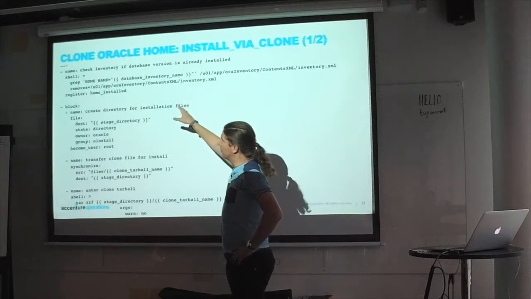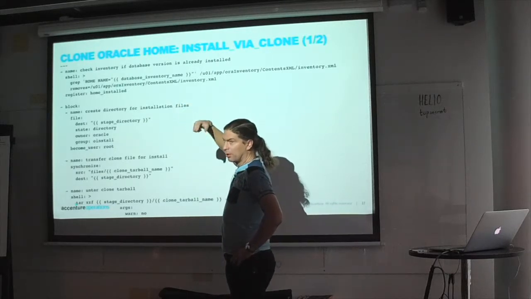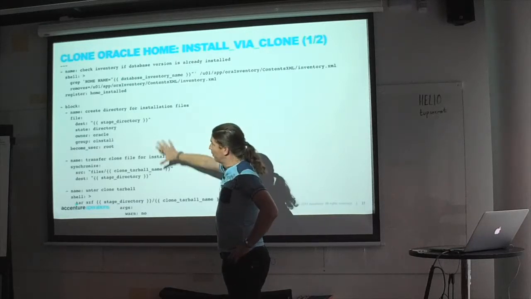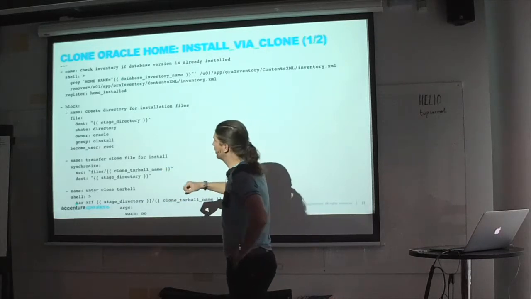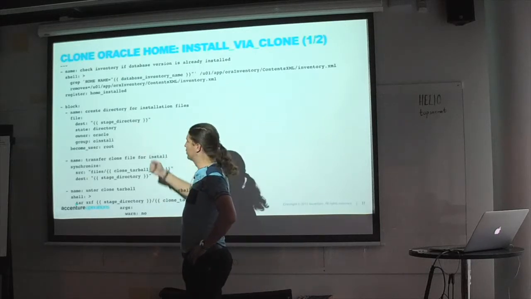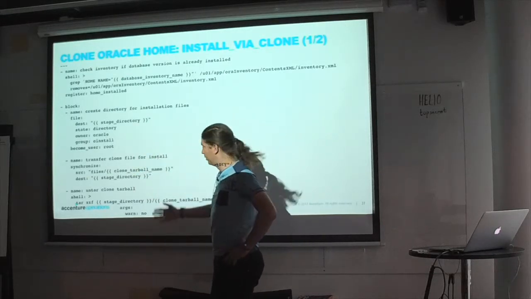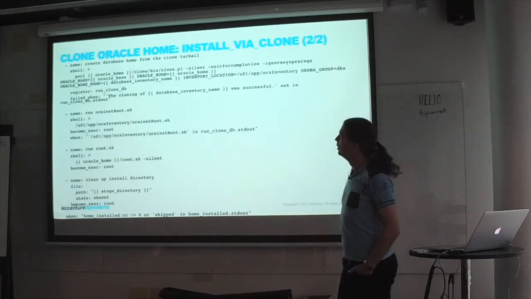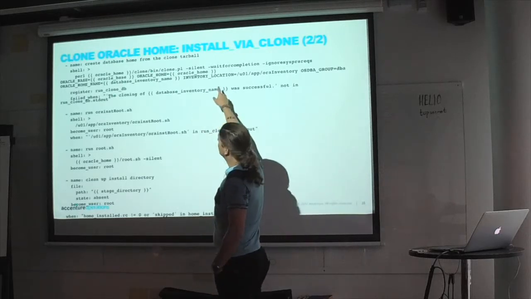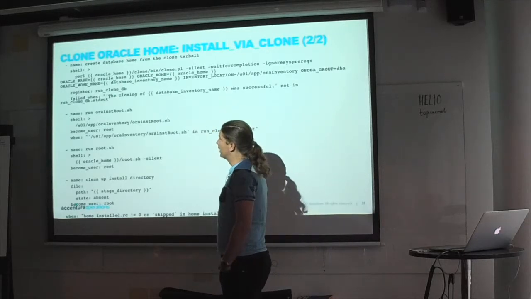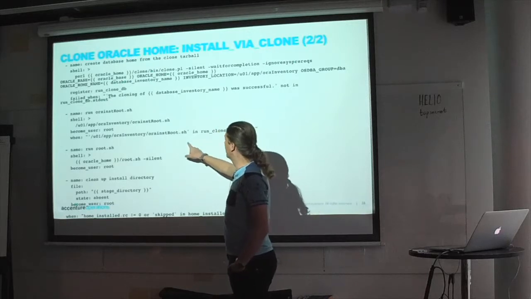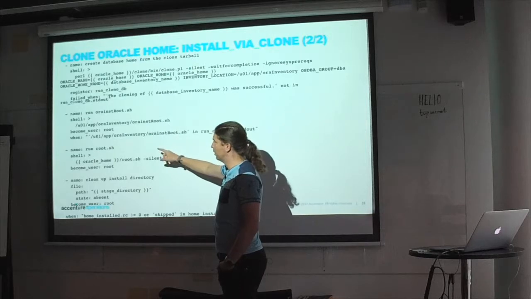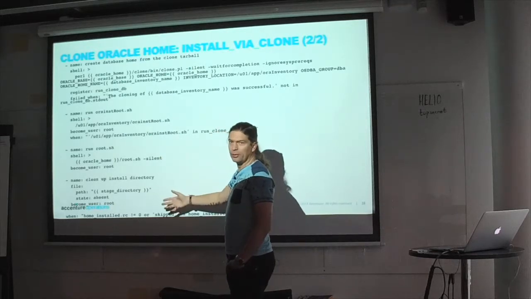I'm checking the inventory to see if my clone home is already installed. And if not, I run this block, and this block, you will now probably recognize it. I create a directory for the installation, transfer the file, unzip the tarball, and the tarball will unzip a full database home. And then you run clone.pl to clone the database. After the clone, I have to verify if I need to run orainstRoot.sh, run root.sh, and then clean up the directory.